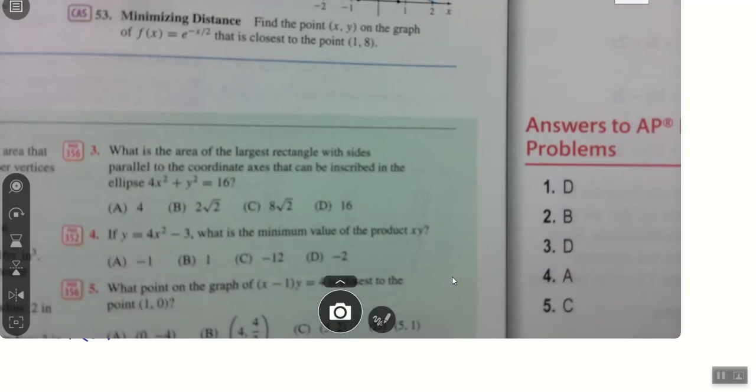It's an ellipse, so it's kind of like an oval, and it's centered around the origin. Just like we see with circles, we have H and K.